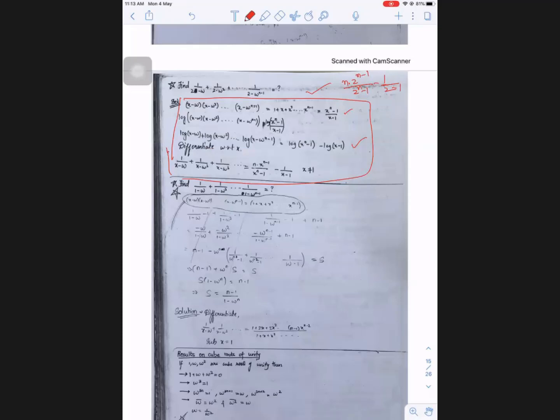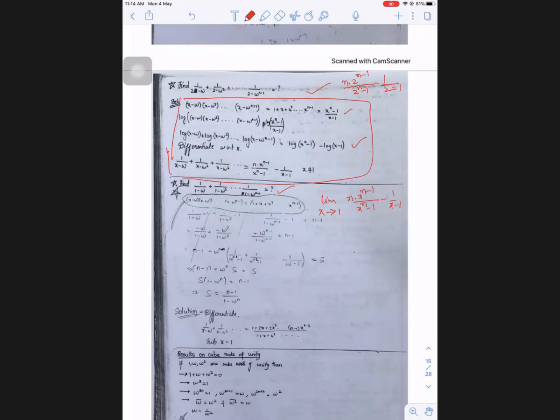And even for this question, we need 1/(1 − ω) + 1/(1 − ω²) + so on + 1/(1 − ω^(n−1)). How to get this result: if you see the left side part and write x equal to 1, you will get that. And for the right side part, if you write x equal to 1, it is infinity minus infinity. So simply take the limit as x goes to 1 of n·x^(n−1)/(x^n − 1) − 1/(x − 1).